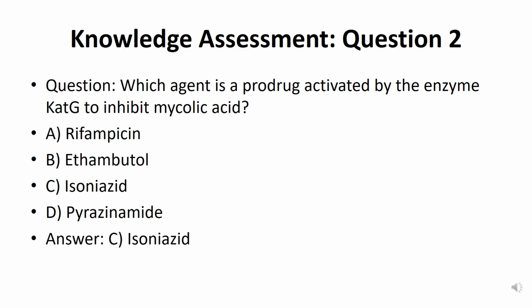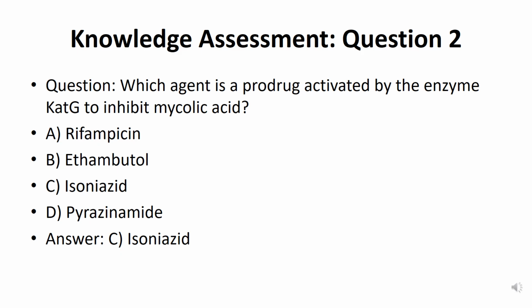Once activated, isoniazid forms reactive compounds that interfere with the production of mycolic acids. Mycolic acids are essential building blocks of the mycobacterial cell wall. These fatty acids create a thick, waxy protective barrier around the bacterium.